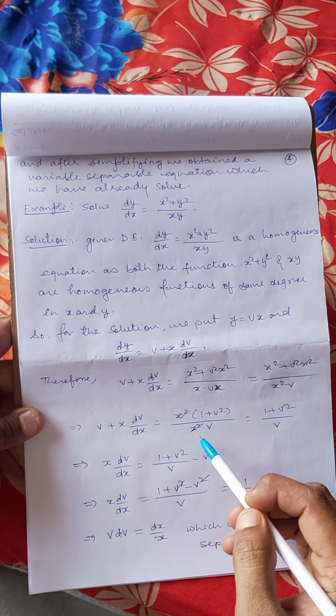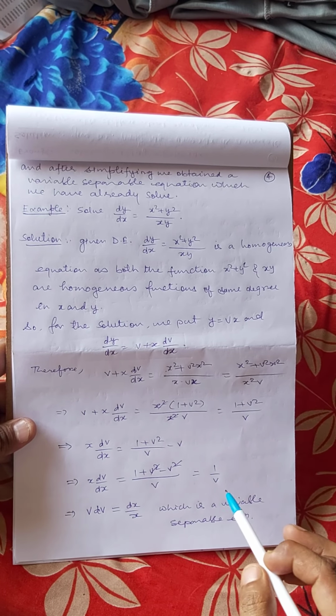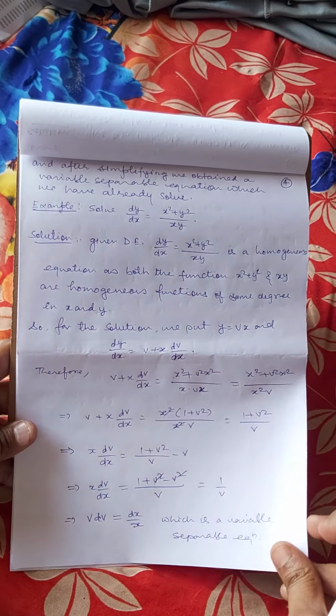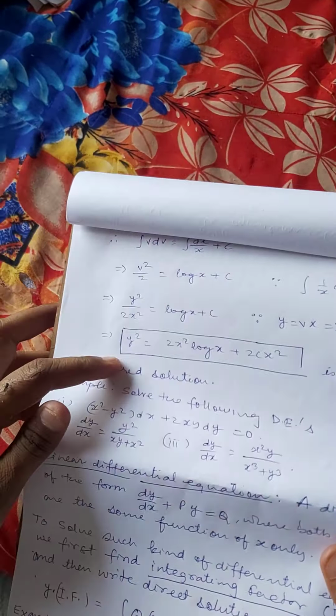Now you can take the v to the right side. You have x dv over dx is equal to 1 plus v square over v minus v. After taking LCM v, we have x dv over dx is equal to 1 over v, and this is nothing but a variable separable differential equation, which can be solved by integrating on both sides as follows. And this is the required solution of this differential equation. Students, try this example at home to better understand the concept of the homogeneous differential equation.